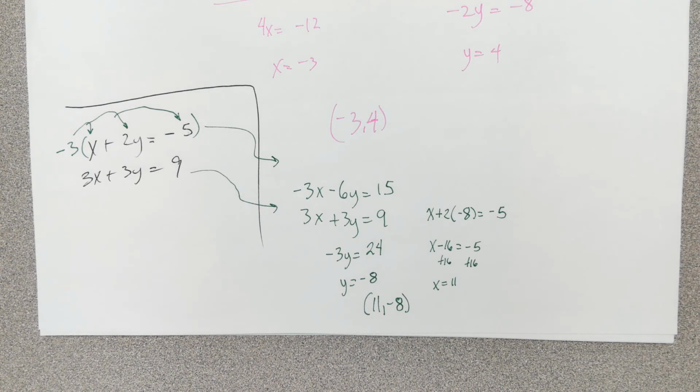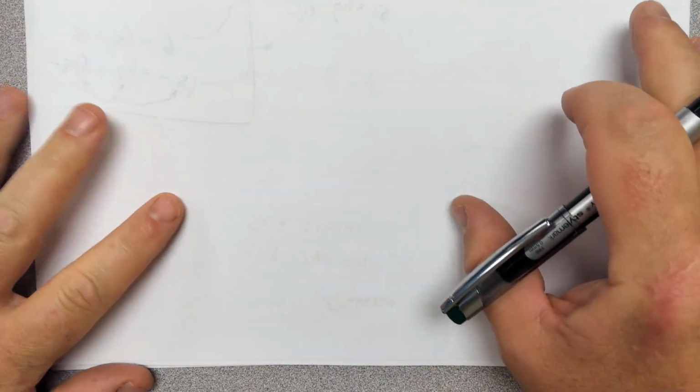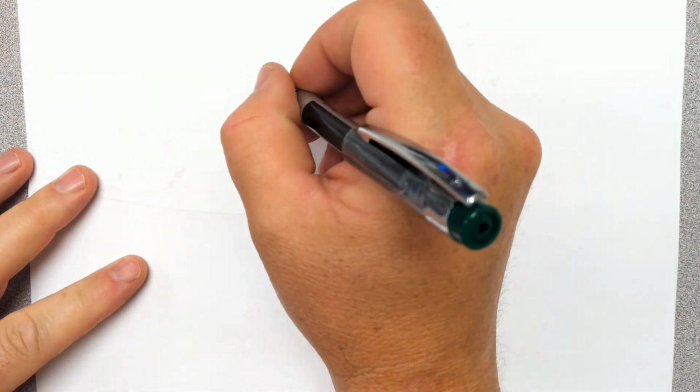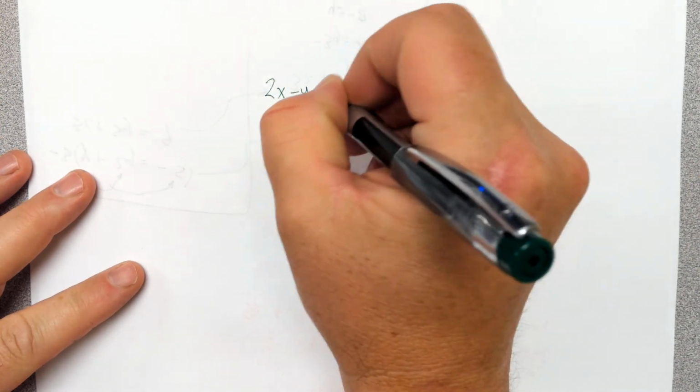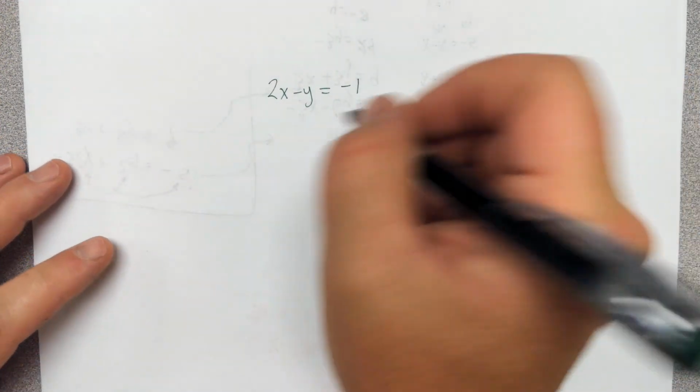Want to try one more? Sure, let's try one more. Probably a good idea, just to get some practice. Okay, so let's do this one right here. Let's do 2x minus y equals negative 1, right?